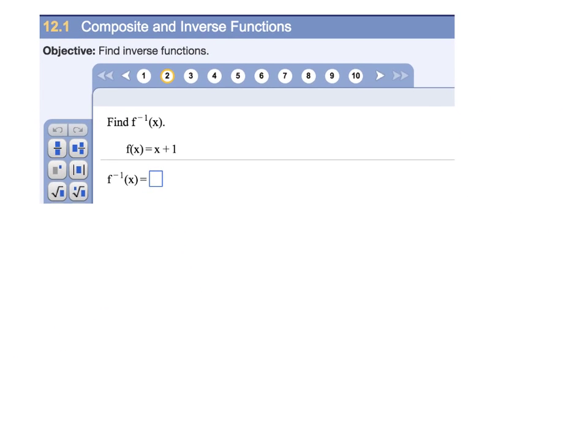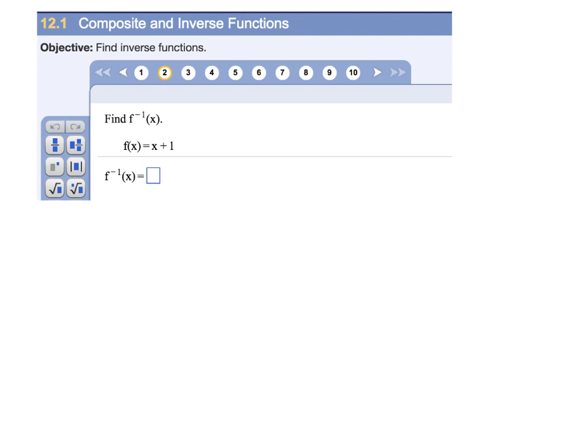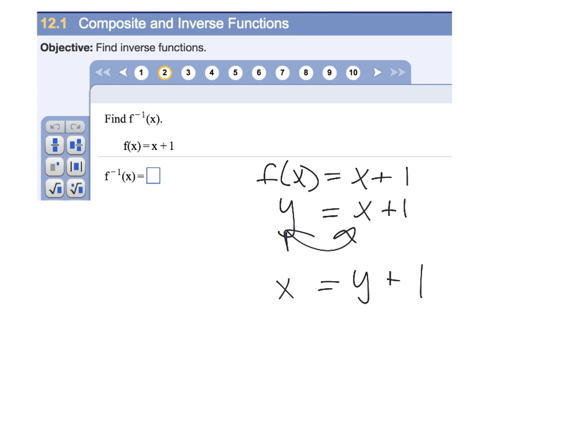All right, so finding the inverse function, again, we're going to begin with the original function, which is f of x is equal to x plus 1. We're going to replace the f of x with y. And now we are going to reverse the variables. And so that gives us x is equal to y plus 1.